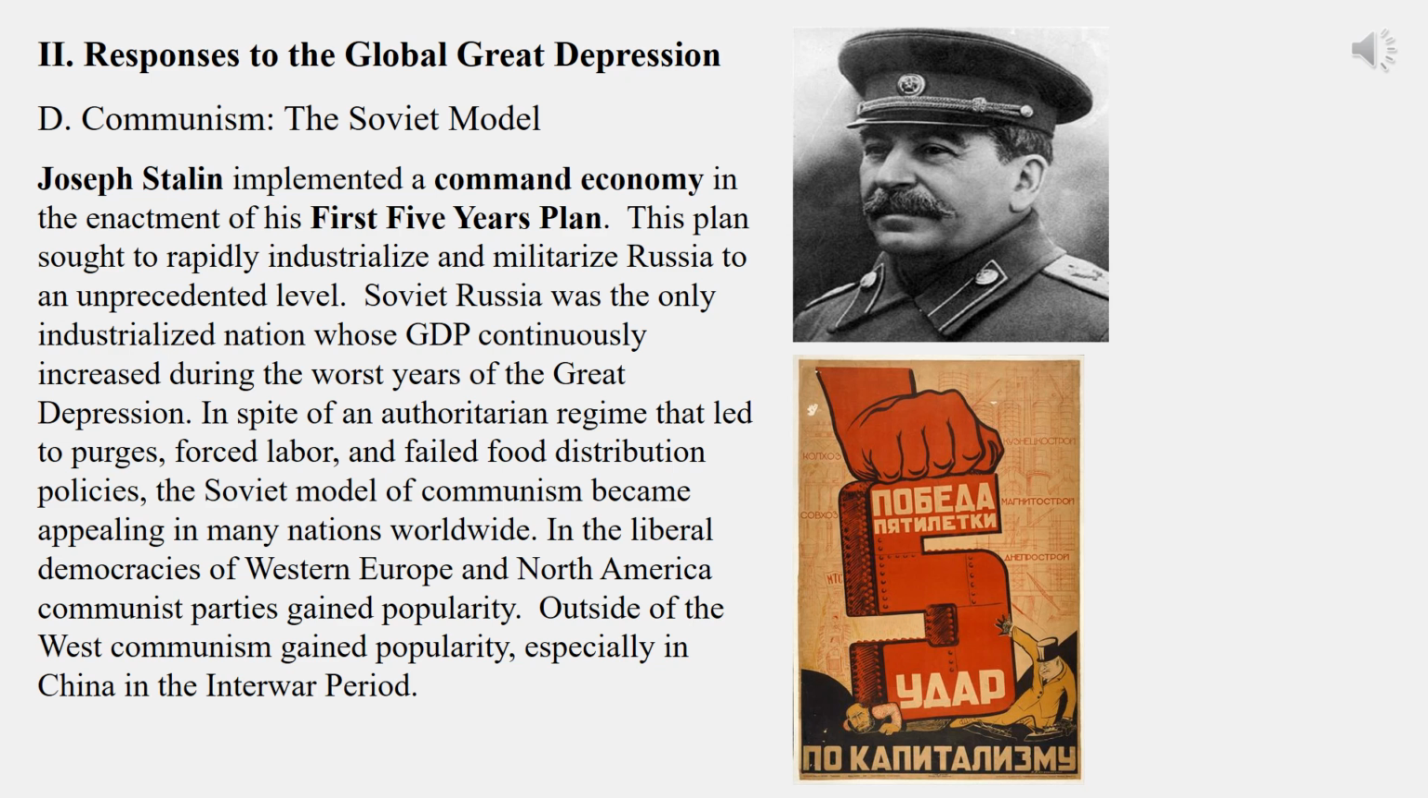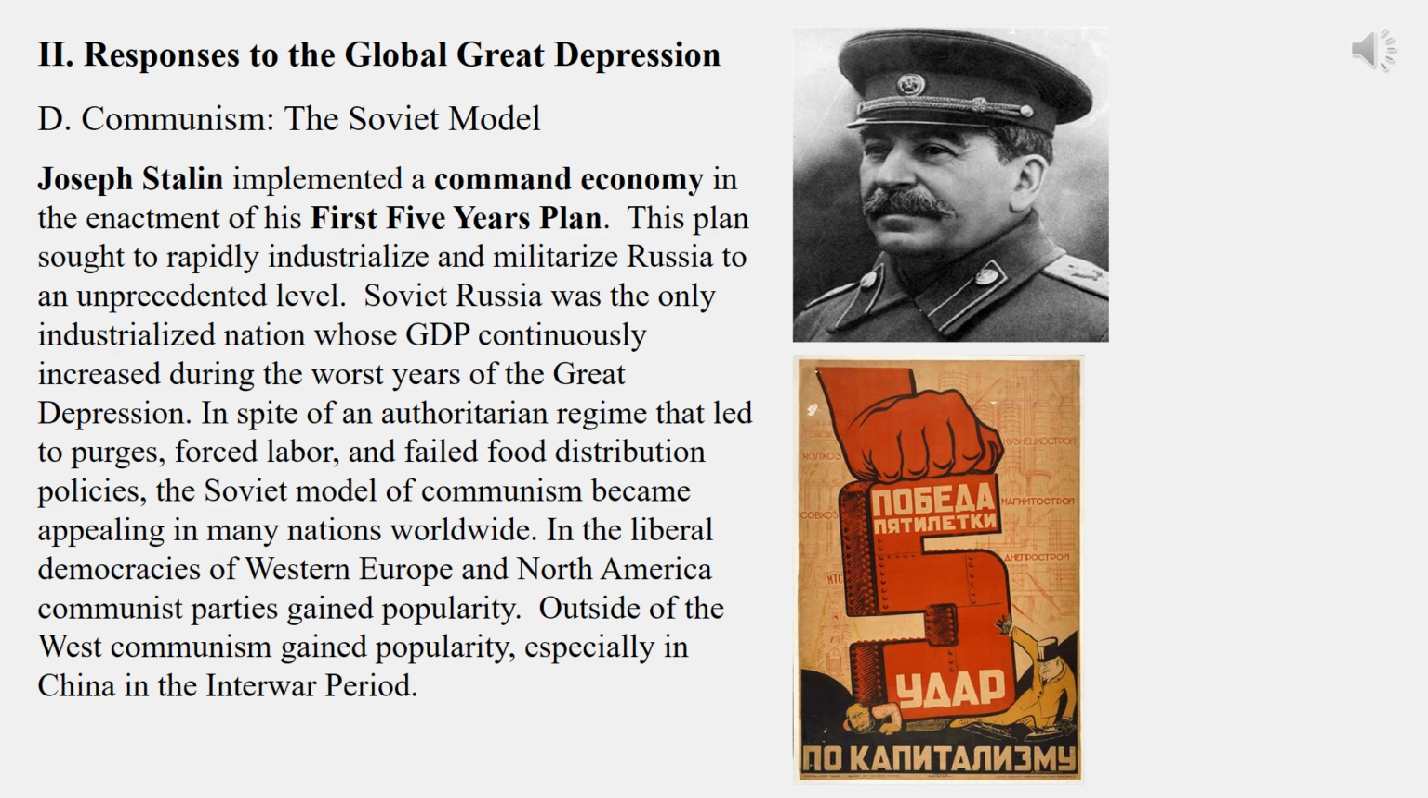Politically, the Soviet Union also turned toward totalitarianism, as Soviet leadership took total control over the means of production, the press, and many aspects of everyday life. Joseph Stalin implemented a command economy in the enactment of his first 5 years plan. This plan sought to rapidly industrialize and militarize Russia to an unprecedented level. Soviet Russia was the only industrialized nation whose GDP continuously increased during the worst years of the Great Depression.